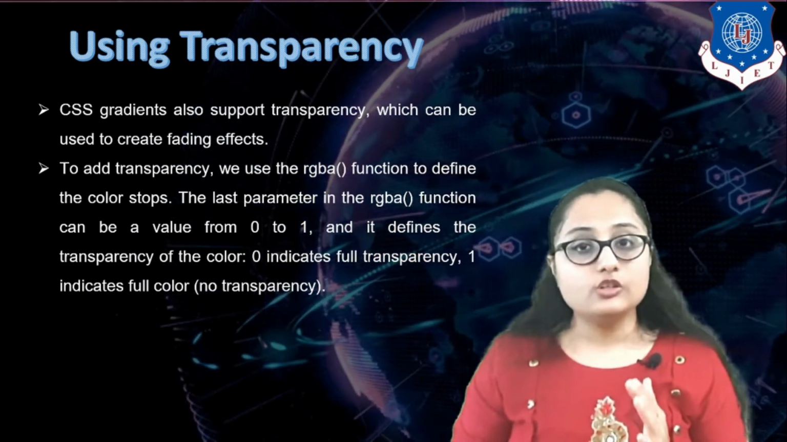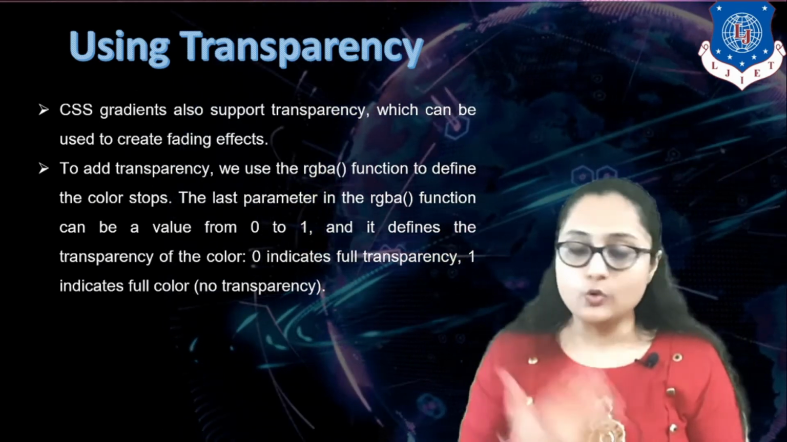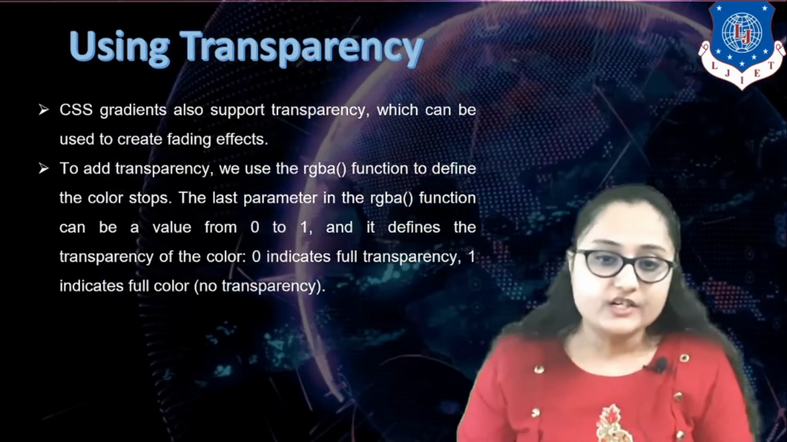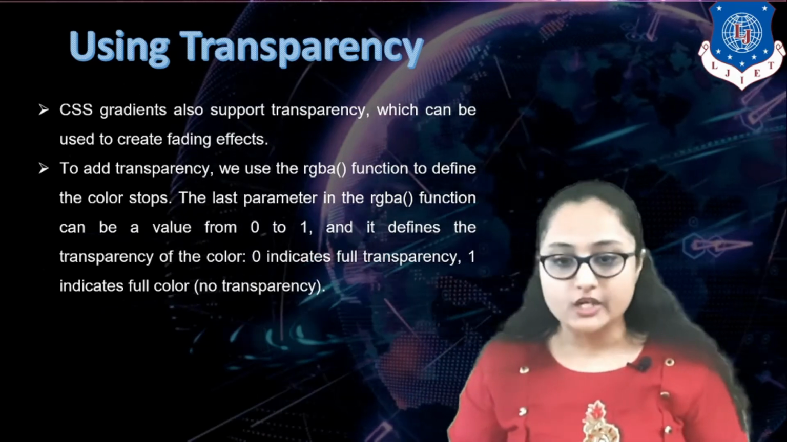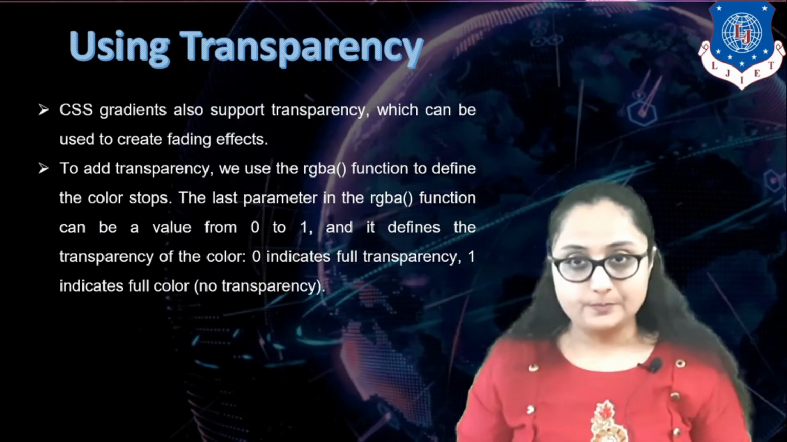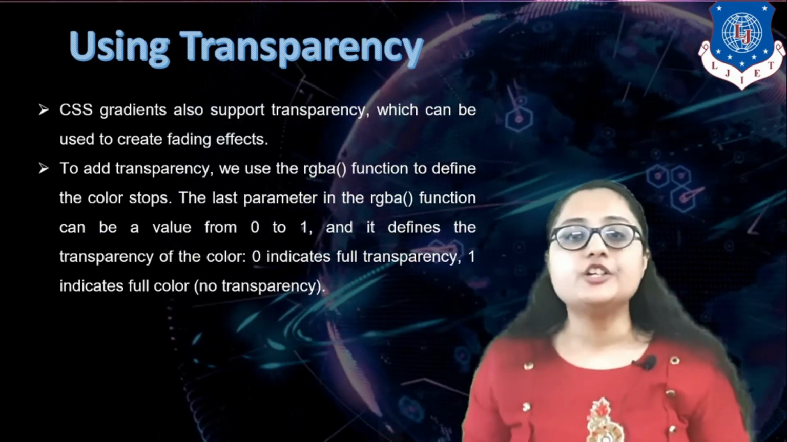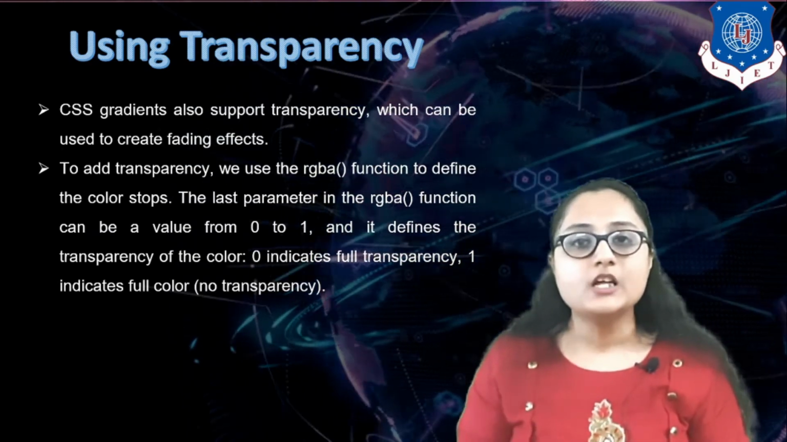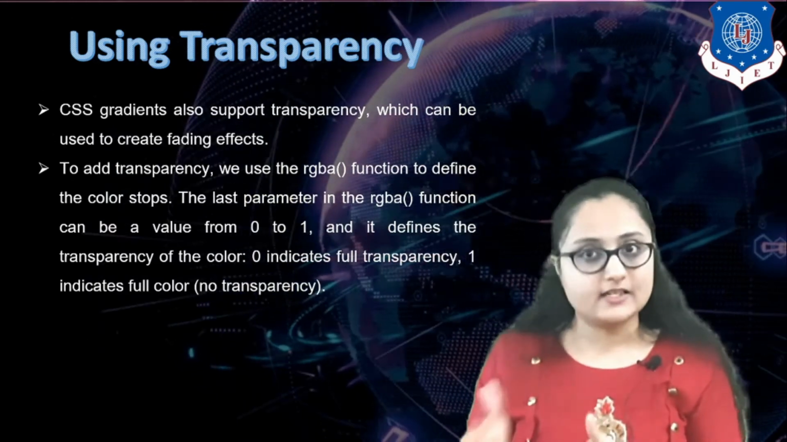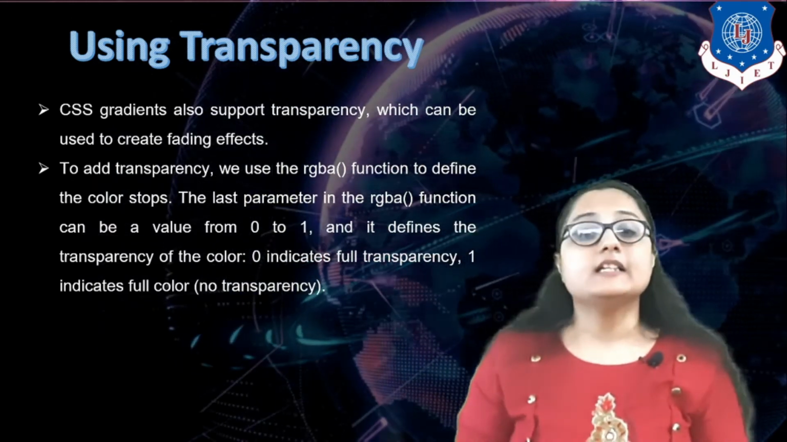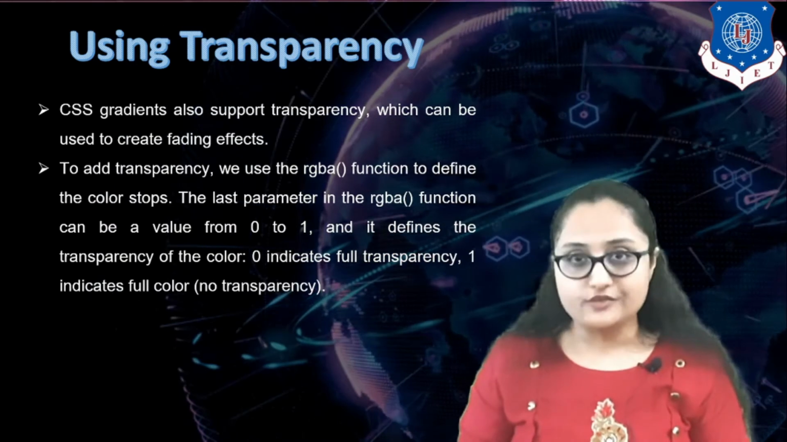If you want to add transparency, it is totally optional, but if you want to add transparency, you have to use the RGBA function to define the color stop, and the last parameter of this RGBA function should be a value from 0 to 1, and this value, that is the last parameter that we are specifying, it basically defines the transparency of the color.